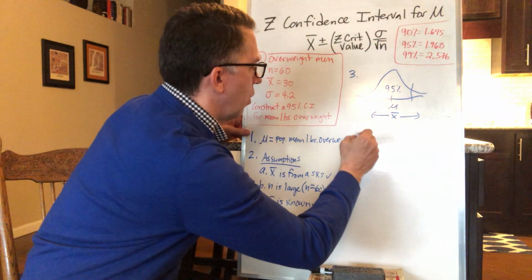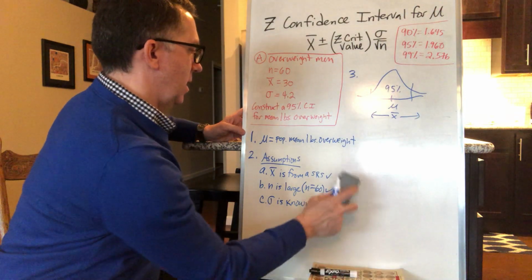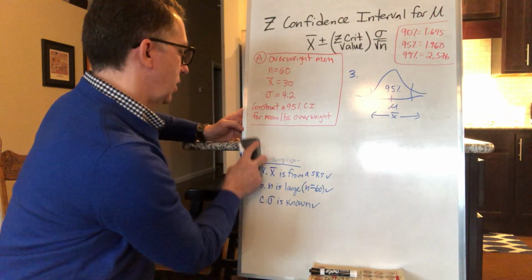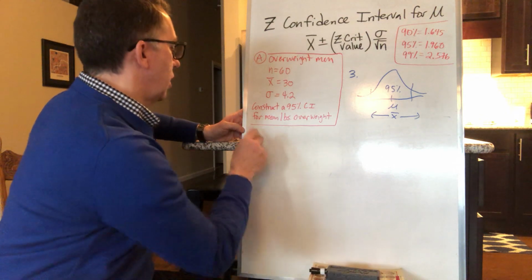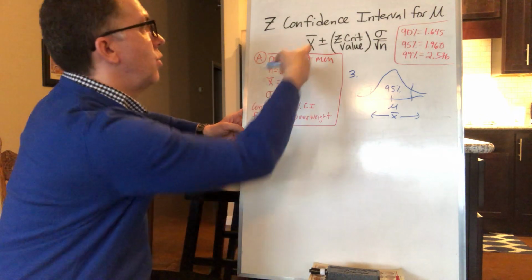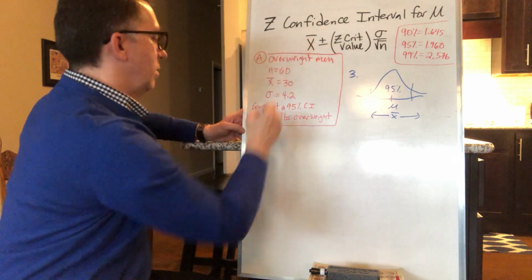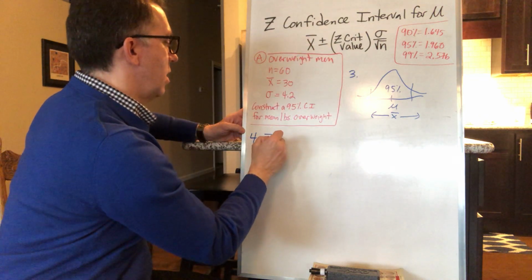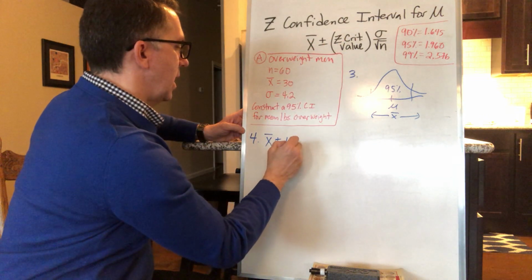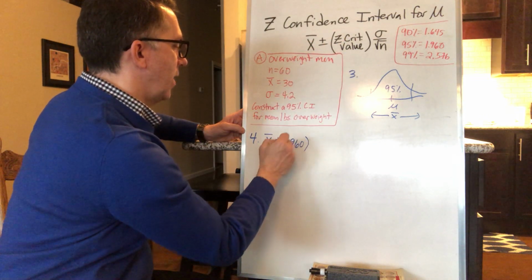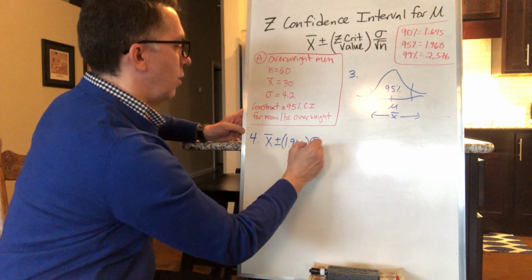Okay, step four is our work. I'm going to get rid of this. Step four is our work. And here is our work. We are going to take those values. So instead of, let's write the formula first. X bar plus or minus, and this is standard, 1.960. That's our Z critical value, times sigma over radical n.